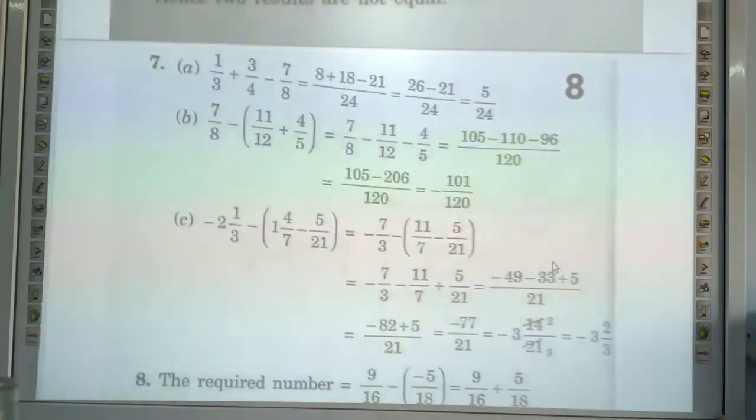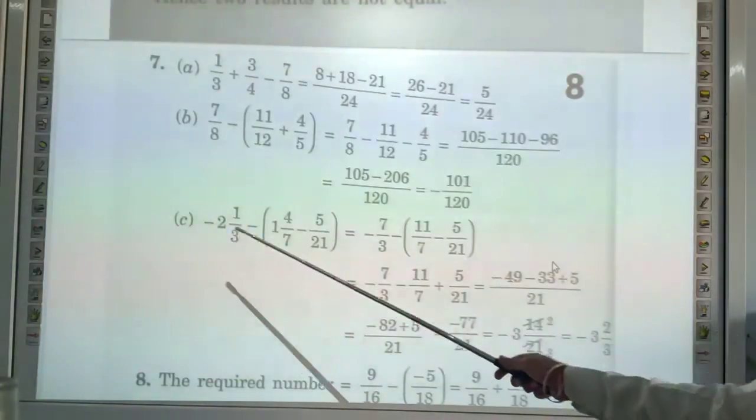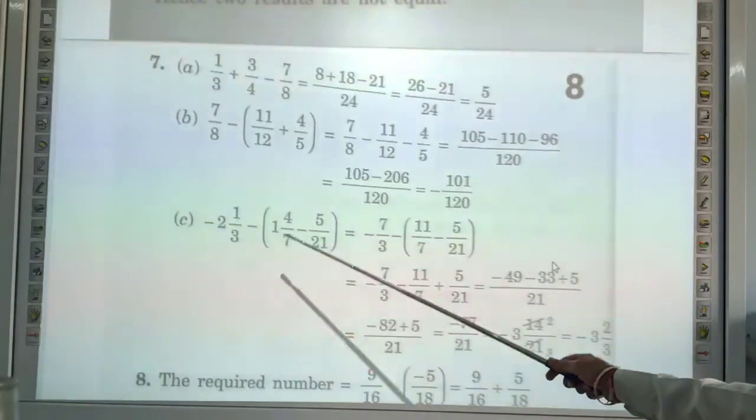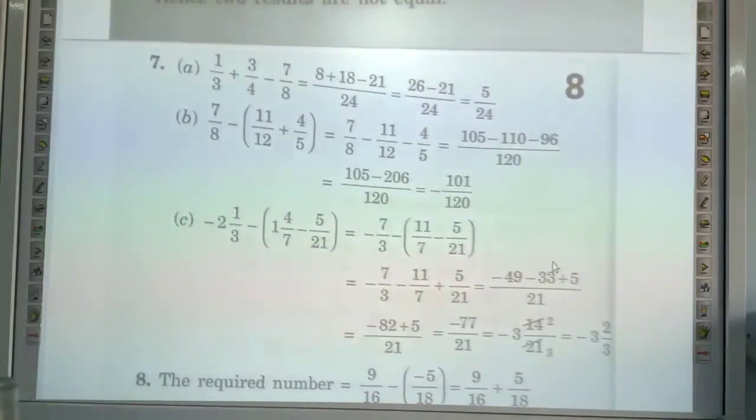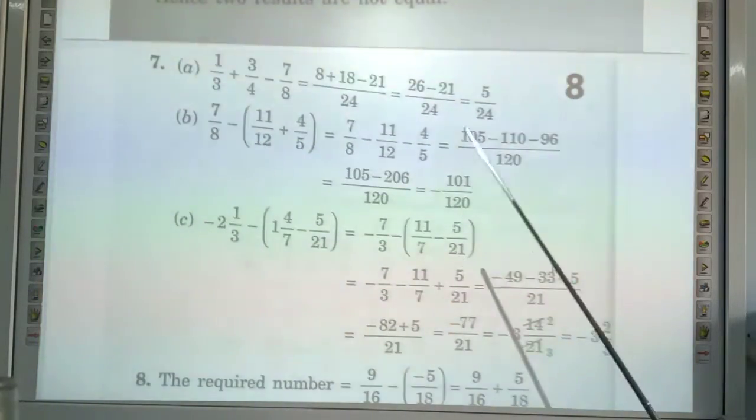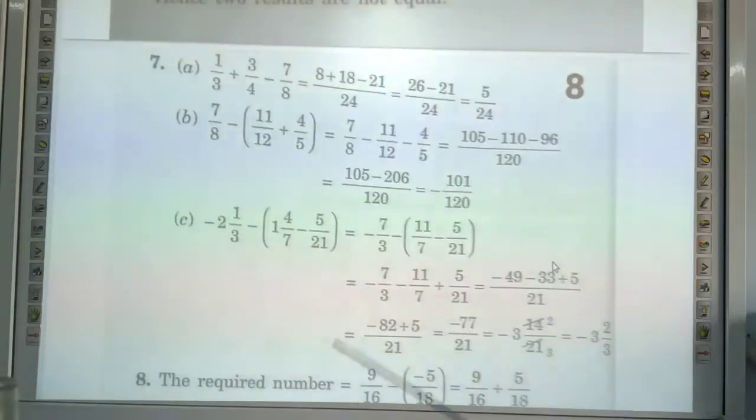upon 120. Part C is about mixed fractions. There are mixed fractions and the same type of question is there. First the fraction subtraction process, then within the bracket two rational numbers. The same thing is in part B also, but in part C we have mixed fractions. So firstly convert the mixed fractions into improper fractions.